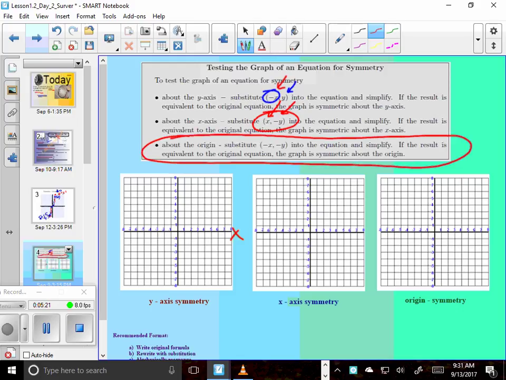And this one is the one that's got origin symmetry. And that's where you put in the opposite of x, you will get the opposite of y. That's what that example I just gave you where we had 2, 8, and negative 2 goes in. That's the opposite of the x, and I get negative 8 out.